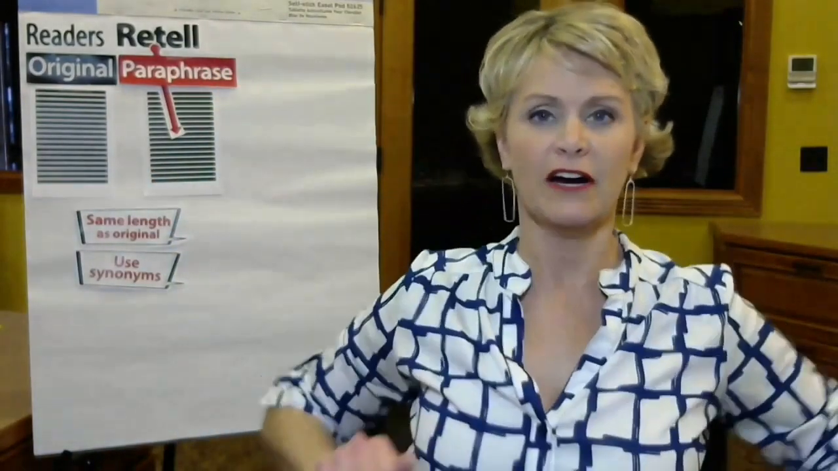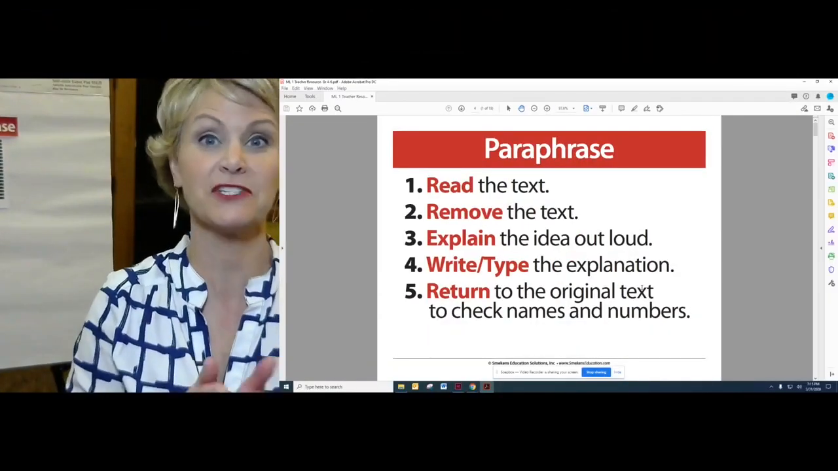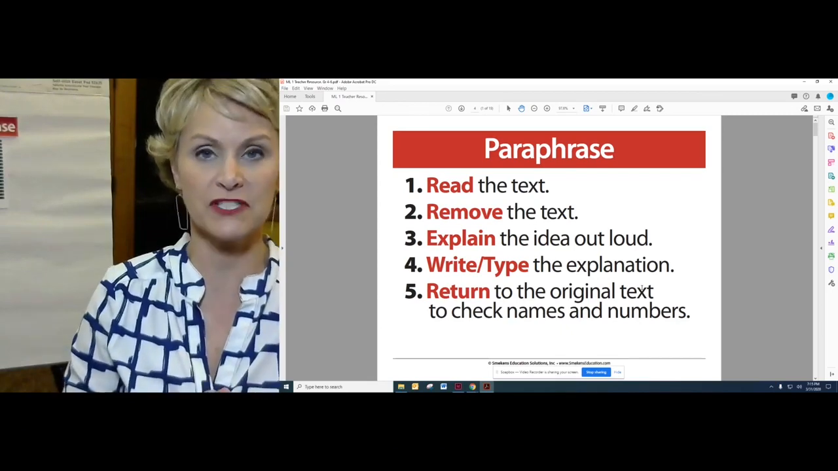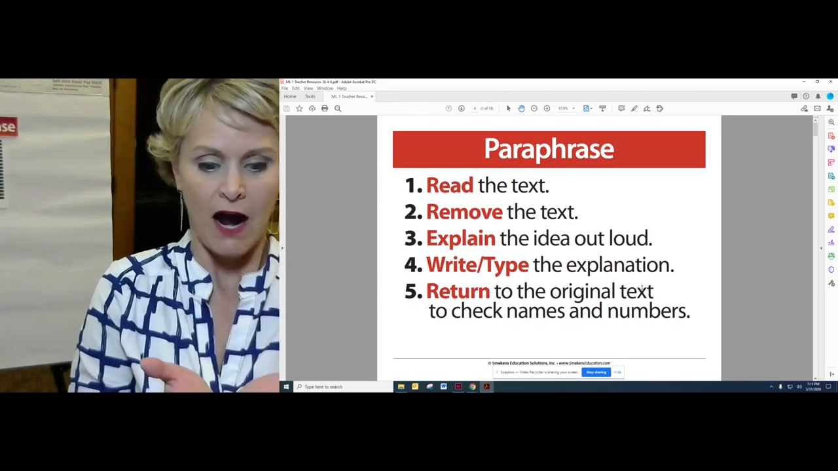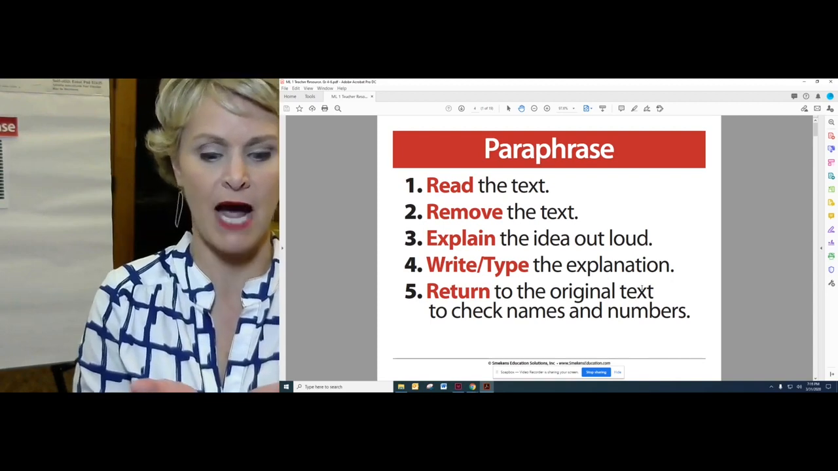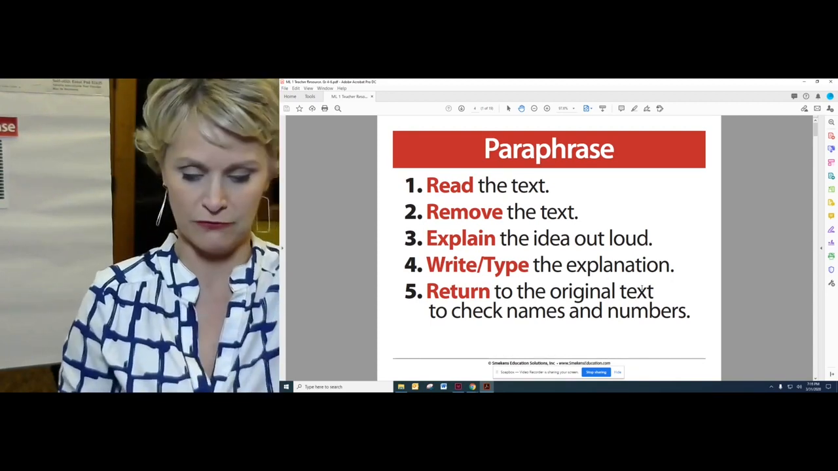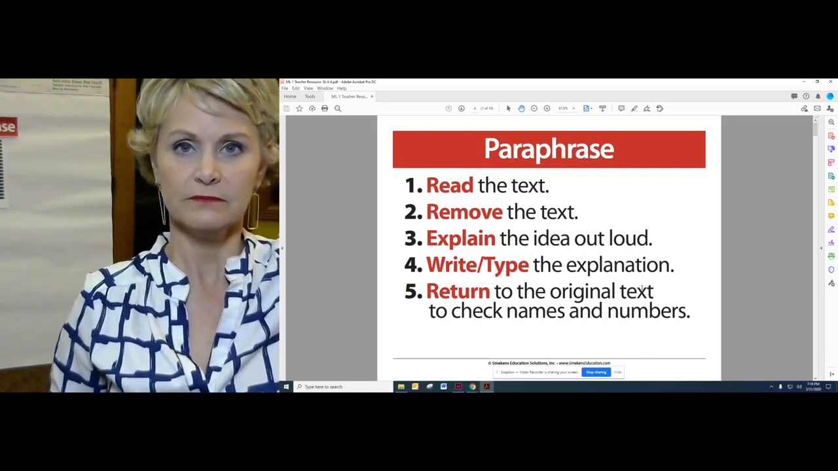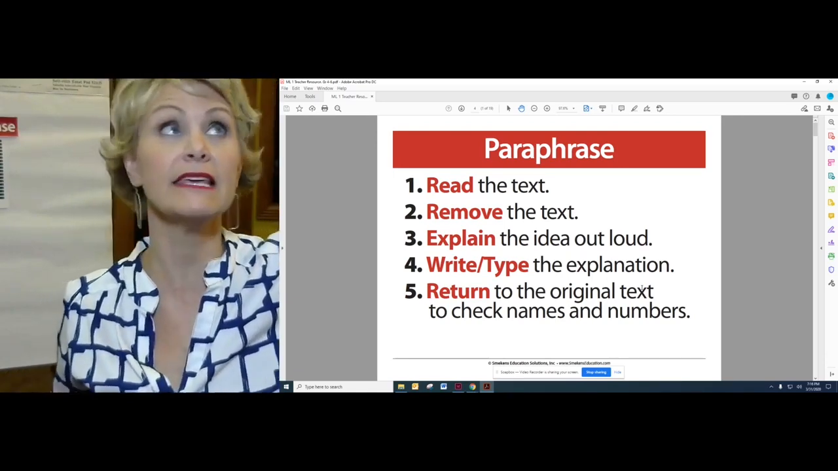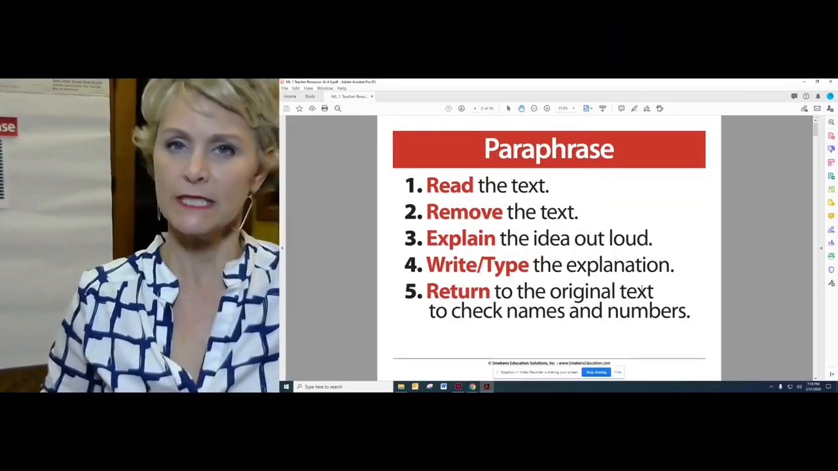Paraphrase. Good. All right, now look at the screen. All right, here are the 5 steps. And as I explain the 5 steps, let's do the hand signals, okay? Here we go. So the first thing you do, you've read something and you're like, oh, that is brilliant. I want to use that in my report. Okay, read. Now, what do you got to do? Remove. Good. Okay, so then what? I have to tell myself using my thinking voice what I just read. Yeah. Then what? Write it or type it. Good. Done? No. Why? Return to the text.